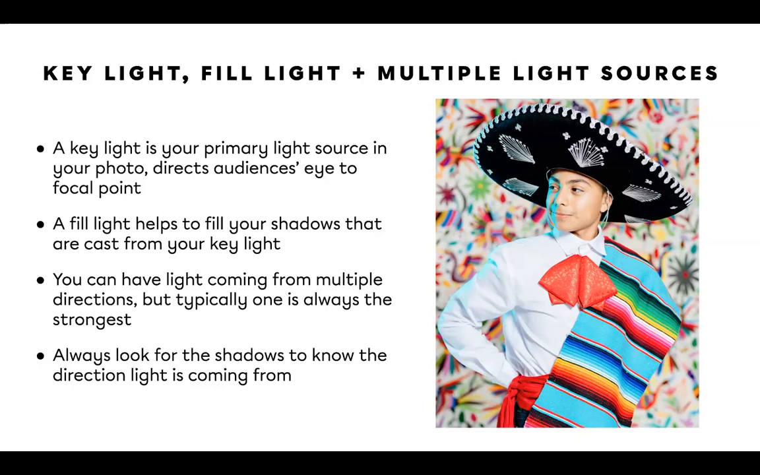And then lastly, multiple light sources. You can have light coming from multiple directions and lighting your subject in multiple areas. And if you look at this photo, your lights can even be different colors. But typically you will always have one that is the strongest, and that is always your key light. Again, always just look for the shadows to know what direction that light is coming from. Any questions on key lights and fill lights, or using multiple lights to take pictures?